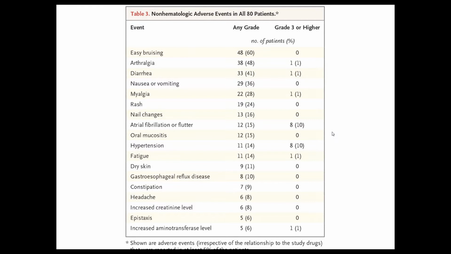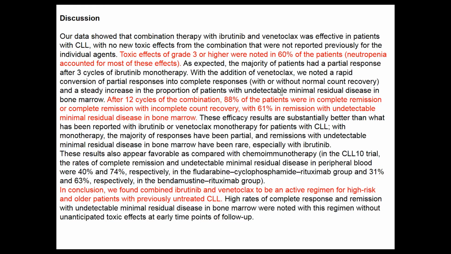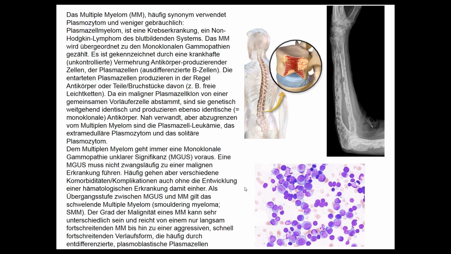Were there adverse events? Yes, there were. And what we see here is the toxic effects of the therapy were noted in 60% of the patients. And it probably won't surprise us that neutropenia accounted for most of these effects. However, after 12 cycles of this combination chemotherapy, 88% of the patients that received it were in complete remission, and 2/3 of them had undetectable minimal residual disease in their bone marrow. So this is a favorable response.